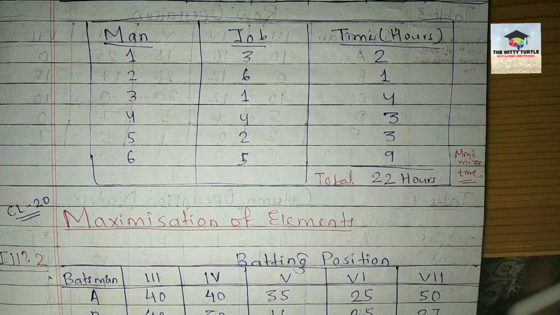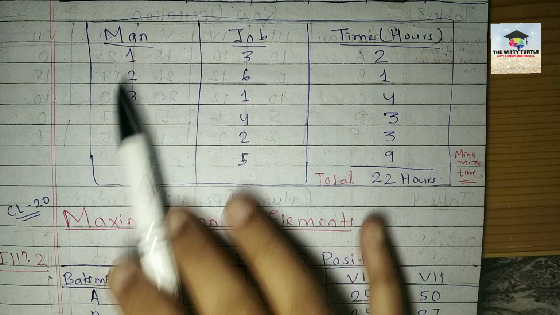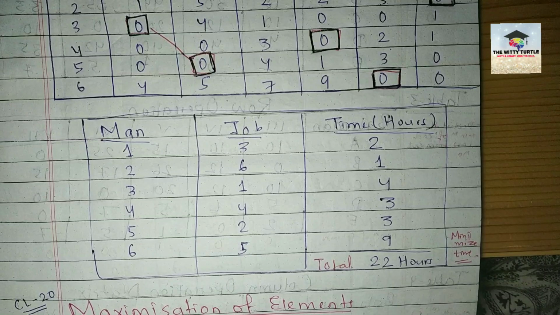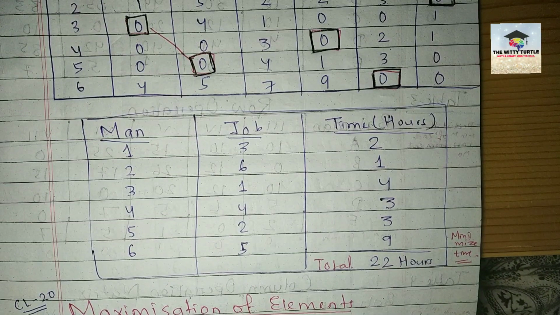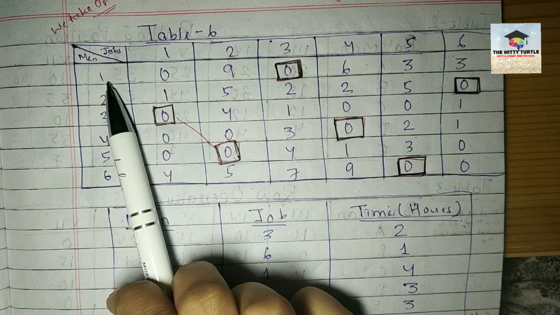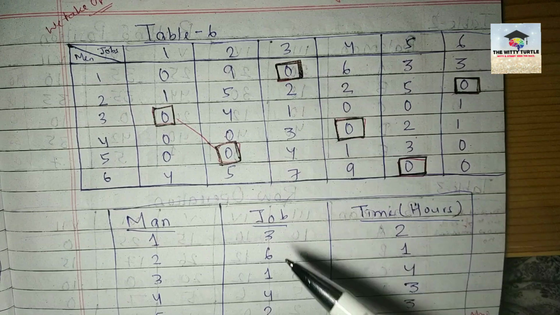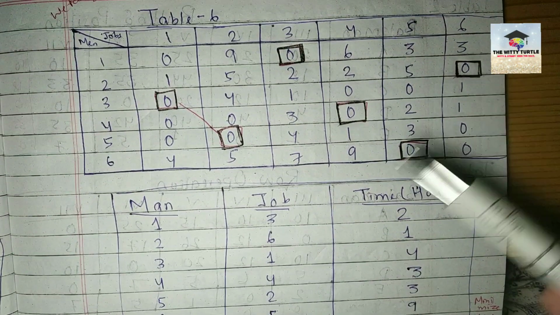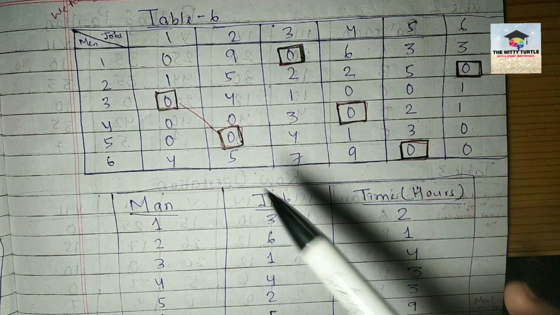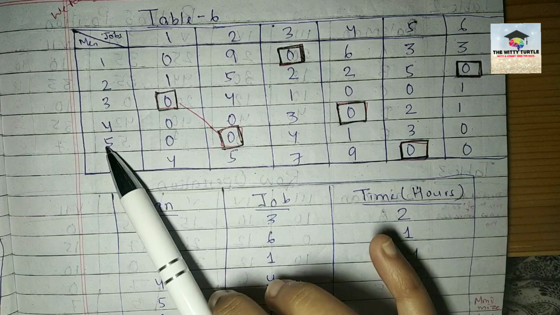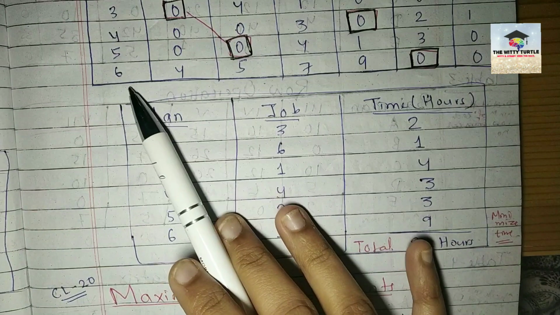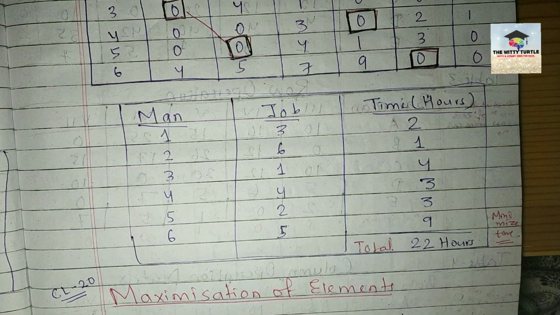Now you have to find the answer. How will you find the answer? Make a table like this, where you will write man 1 to 6. Then you have to write those jobs which have been assigned to them. So to the first man, which job has been assigned? 3rd job. So this is your job number 3. To the second man, which job? Tell me. 6th job. Yes. To the 3rd man, the 1st job. 4th man, 4th job. Then your 5th man, it is your 2nd job. And lastly, to the 6th man, the 5th job has been assigned.